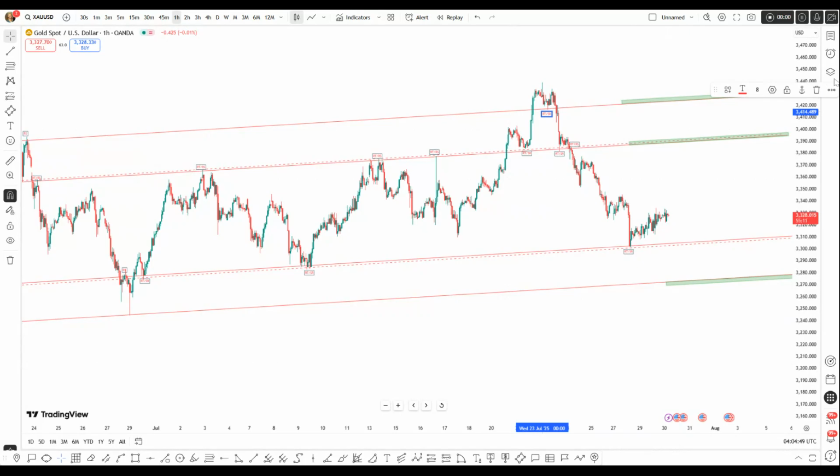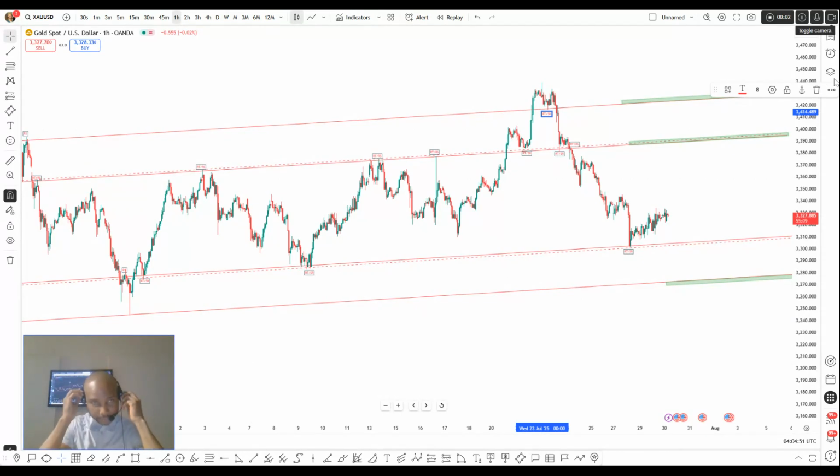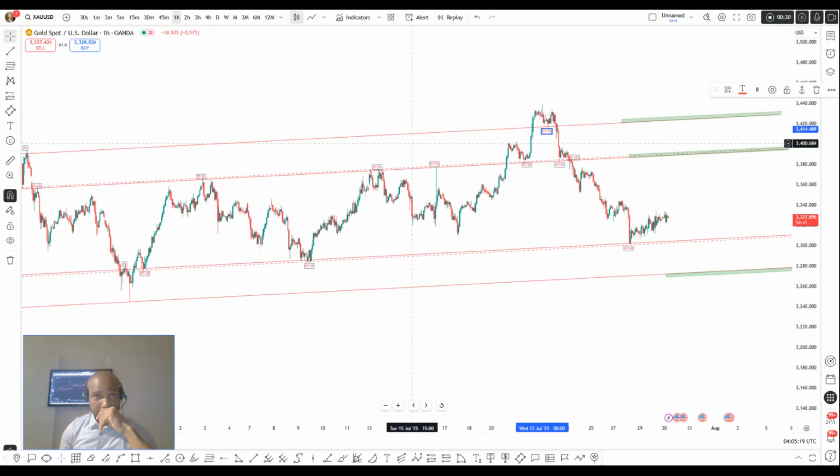Diving into the structure of XAU-USD. As we all know, today we have the federal fund rate, the FOMC statement, and the FOMC meeting as well. So this will greatly influence trade directional bias and give us forward guidance into the commodity market. So let's quickly look into the structure, a quick snippet.